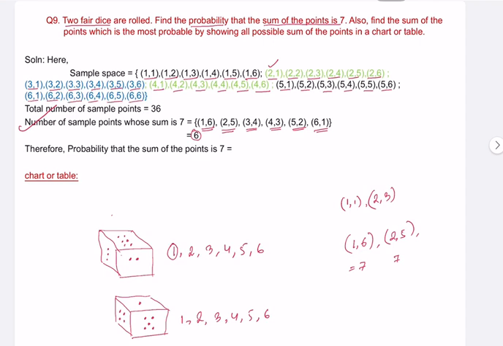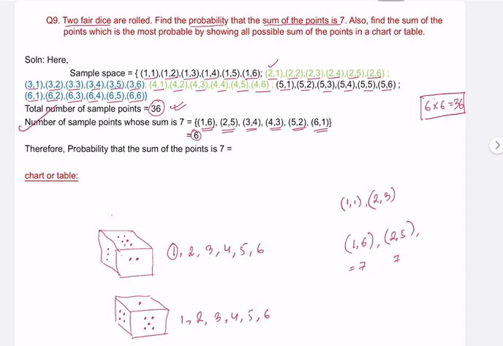So what is the total? We can count them. When we count them, we get 36. For simultaneous rolling of dice, there is a shortcut formula. The number of points in one die is 6, and in another die, how many points? Another 6. So 6 times 6 equals 36. We can use this formula also, but let us leave this one and find out this way.